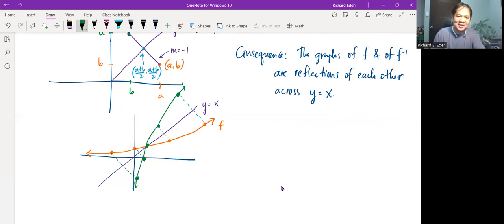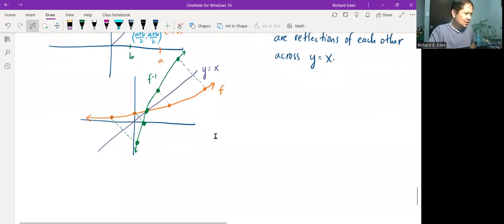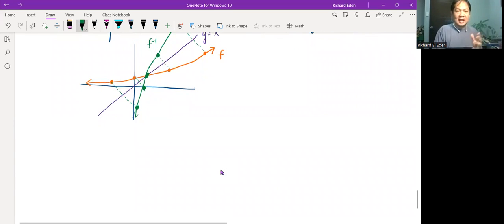The points will be on the graph. So this is the graph of F inverse. Now, I'm going to tie up inverse functions and one-to-one functions.